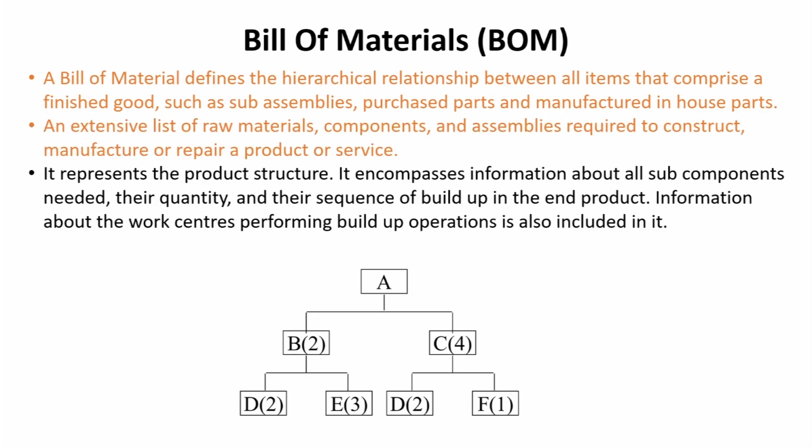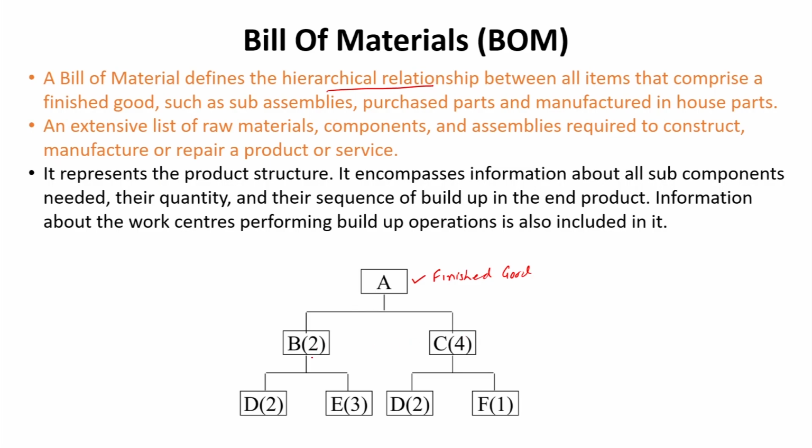So, what is bill of material? A bill of material defines the hierarchy relationship between all the items that comprise a finished good. If A is my finished good, then what does it represent? I need two sub-assemblies, that is B and C.